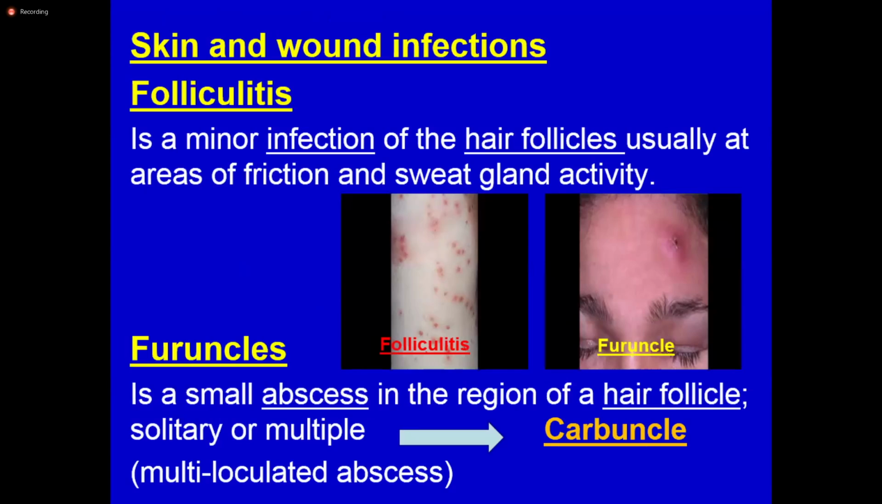Starting with skin and wound infections, there are a few terms I would like to clarify to you from the beginning. When we say folliculitis, it's a minor infection of what? Of the hair follicles. And usually at areas where friction is present and excessive sweating, sweat gland activity is very active. So at this area, you get infection of the hair follicles. This is how folliculitis looks. From the name, folliculitis, hair follicle infection.